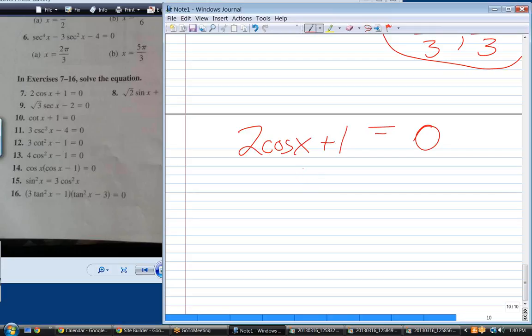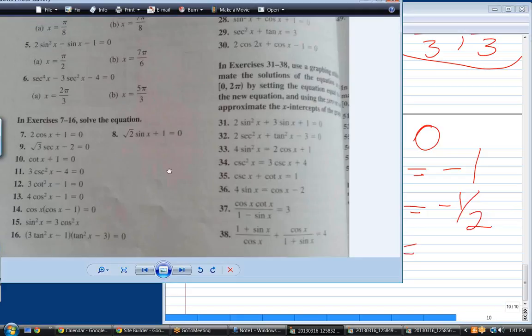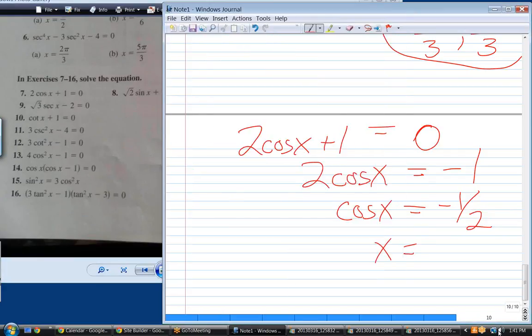Would you move the 1 over? Yeah, treat these just like algebra equations until you get to the final thing. And then divide by 2. And now solve. Now I notice they don't put a domain in here. Once we get the answer, I'll ask you that question. So what is x? Where's the cosine of x equal to negative 1/2?